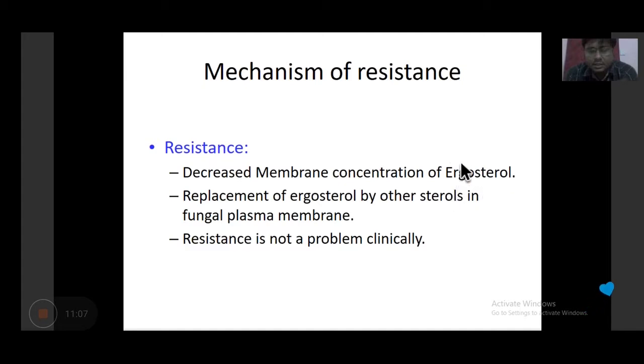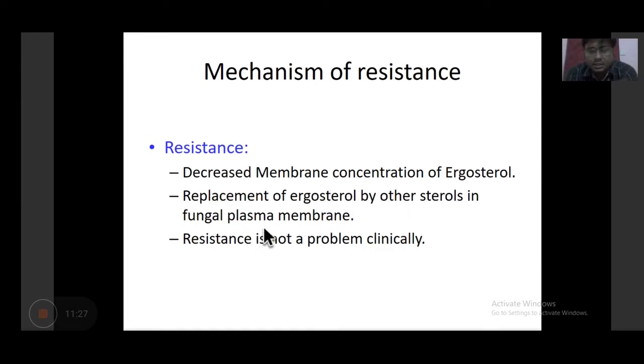So the fungus gets to know that there is something binding with its ergosterol and making a pore. So the cell is now producing a lower concentration of ergosterol, which provides less binding target for amphotericin, and hence there will be low efficacy and development of resistance.